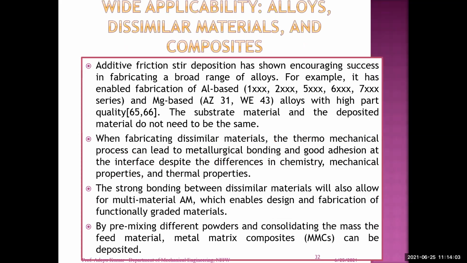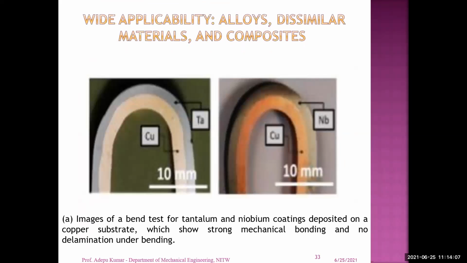You can see the applications as I mentioned in the previous slides. The copper and tantalum, the copper and niobium. These are images of a bend test for tantalum and niobium coatings deposited on a copper substrate, showing a strong mechanical bond and no delamination under bending. So there is no delamination between these two layers. The friction stir deposition process was successful using this technology even though the materials have different melting point temperatures, and you get it without much difficulty.